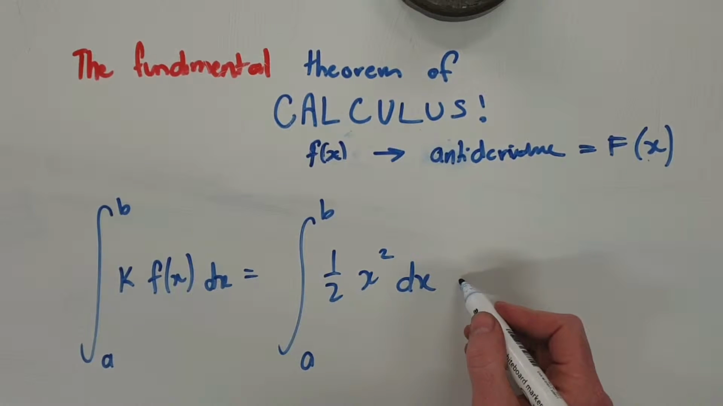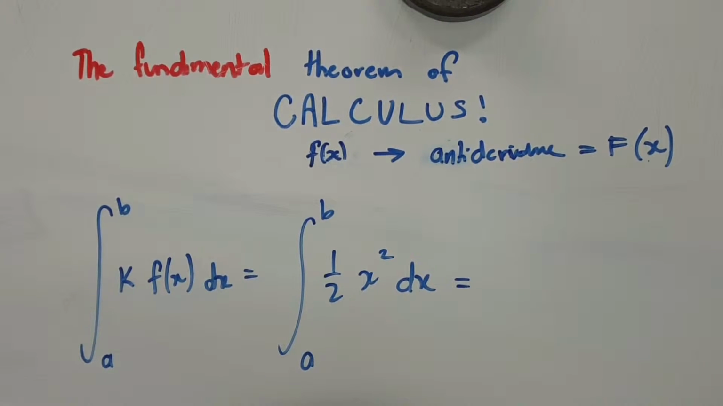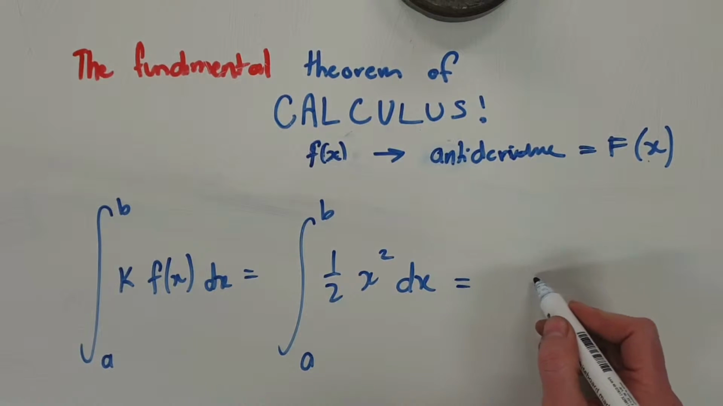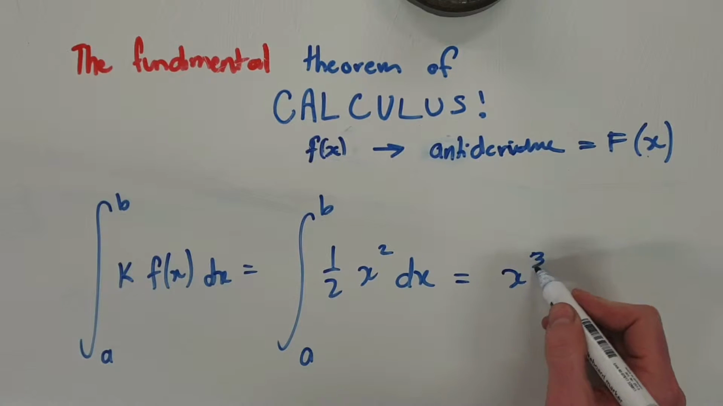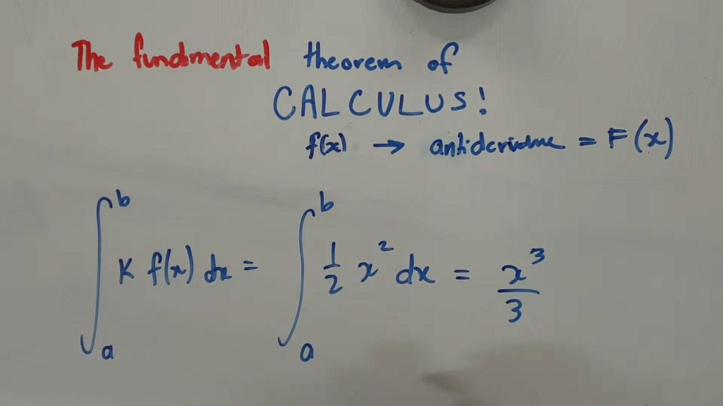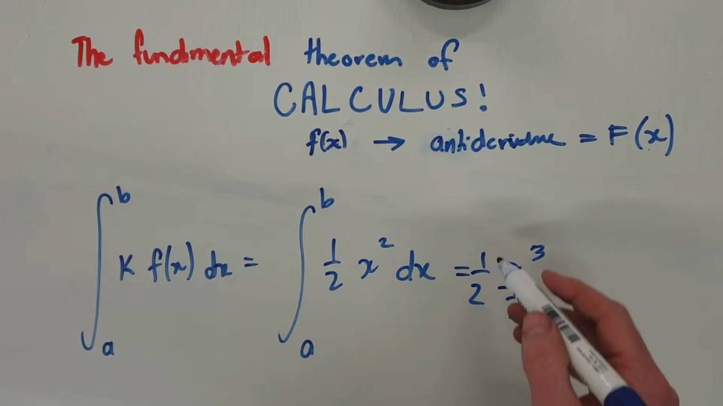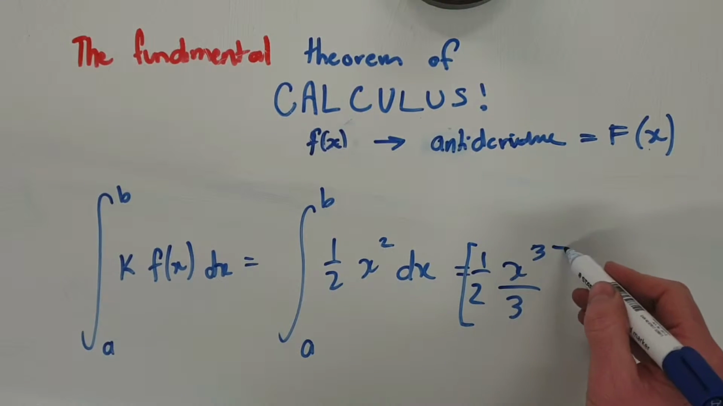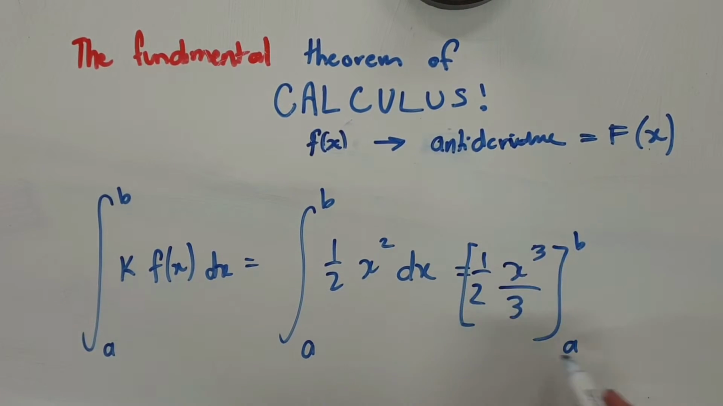So what happens here is that if we're to find the integral of x squared, then we bump that up by 3, so x cubed. We divide by 3. But because the half is there, the half's got to stay. And this is from a to b. Remember this way in which we expressed it last lesson. But you notice there that the half stays there.